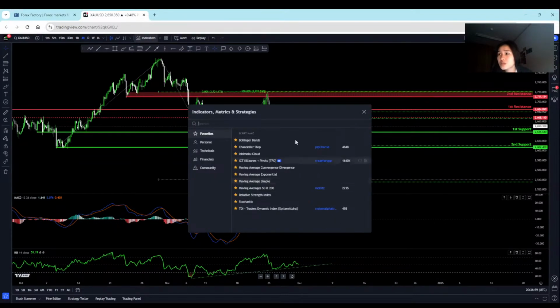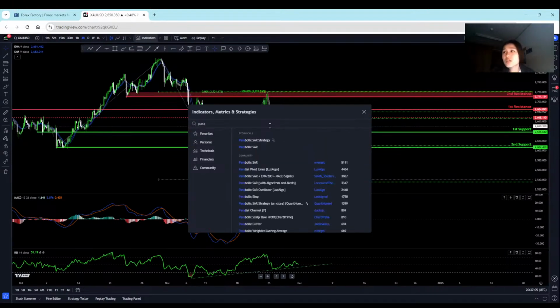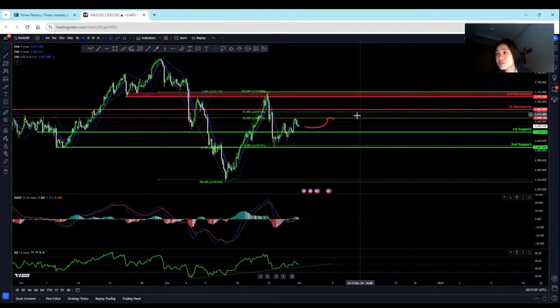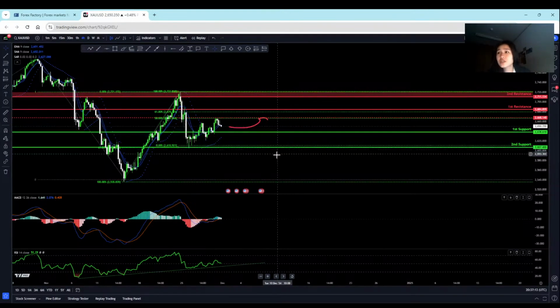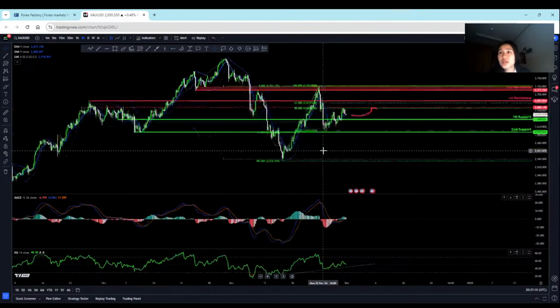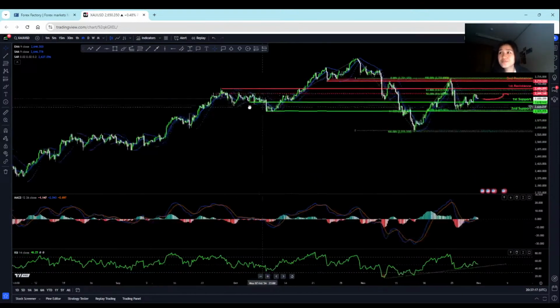Let's maybe look at our moving averages, parabolic SAR. We have prices moving above all of our indicators actually. So again, that's also a bullish signal.